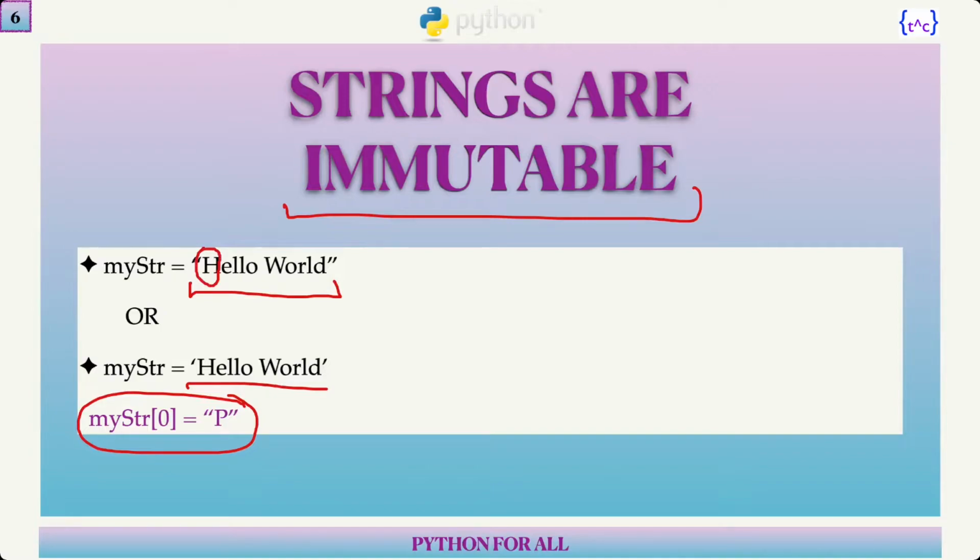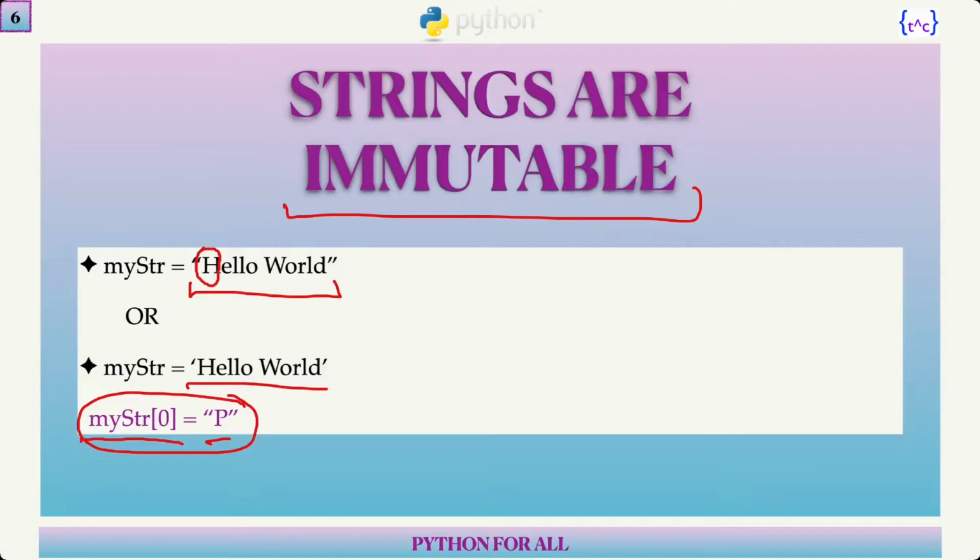In the hello world, I would want to change the character which is present at the first place, which is H. For doing that, how will I do that? I will just say my str[0] is equal to, for example, I want to place P. The moment I try to do that, it will not allow me.